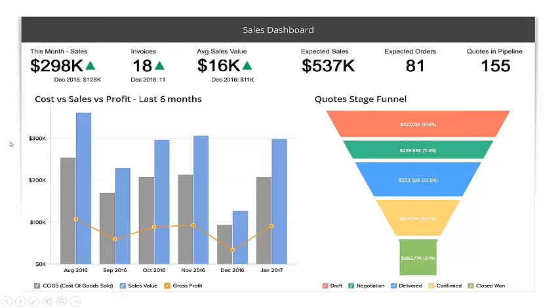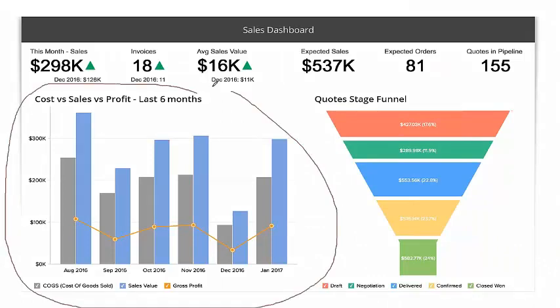So you can see the total sale this month, December 2016. What is the total sale? 126. Okay, this is the total month sales compared to the last month. And for December 2016, we have given 18 invoices. Total average sales value 16K, and expected sales this much, and the total number of orders that we have expected this much. The number of orders in the pipeline is 155, and the important report that we are looking for, the cost and sales profit information for the last 6 months.